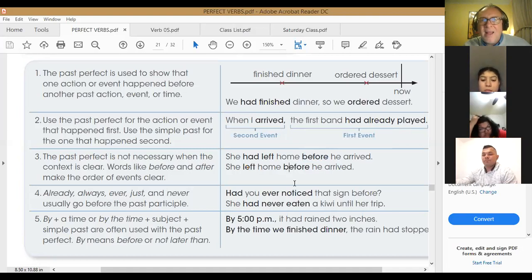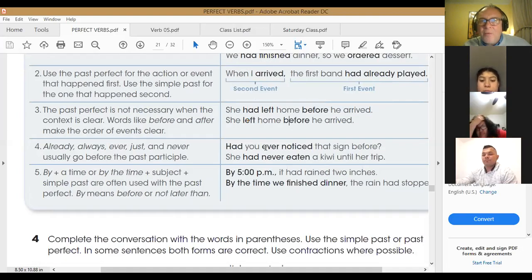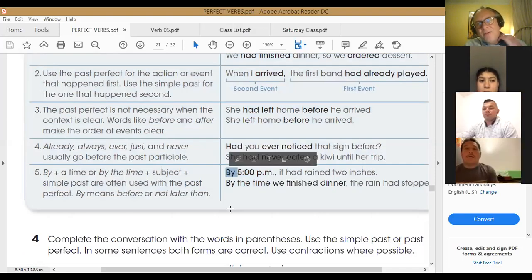And again, we use words like ever and never, right? And here's the big one, by, right?